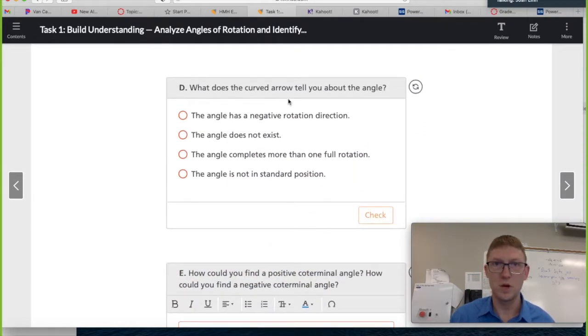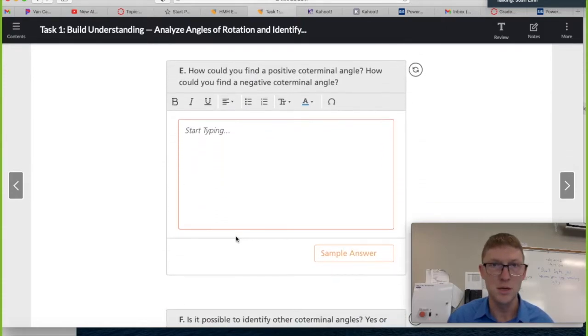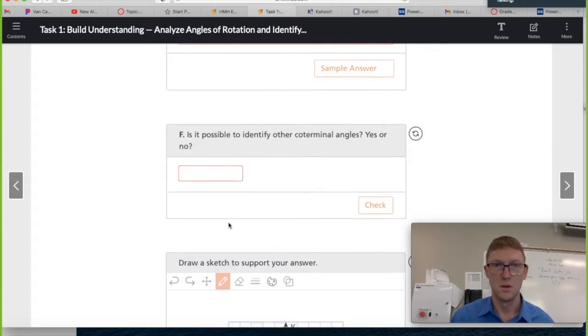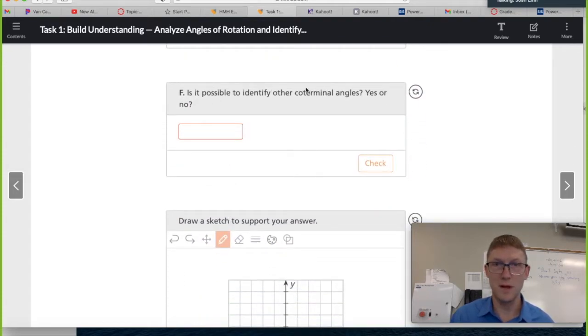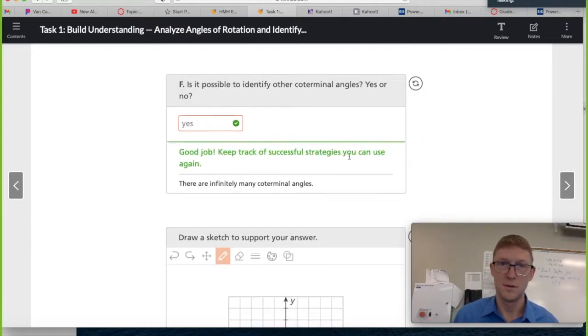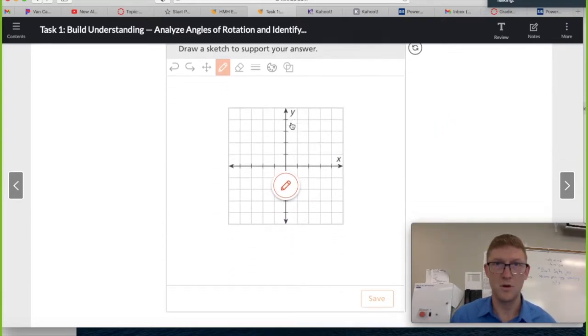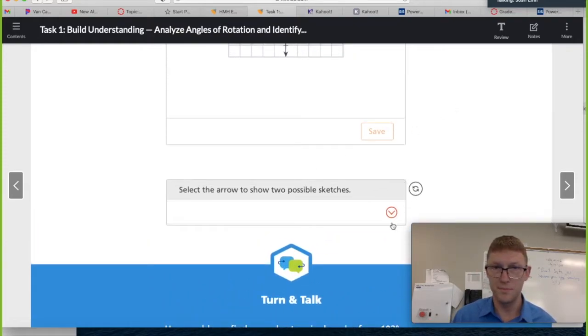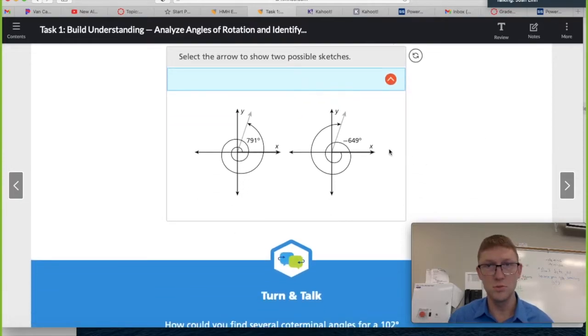So let's see here. What does the curved arrow tell you about the angle, its direction of rotation, and how it goes all the way around? Is it possible to identify other coterminal angles? Yes. Let's type yes. Draw a sketch for your answer, and again, I'm not going to do that. There are two additional ways that you can get those coterminal angles.